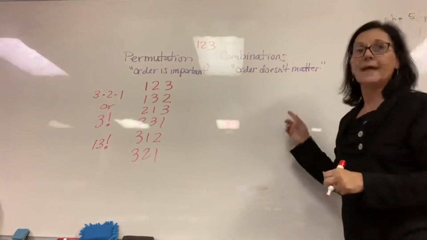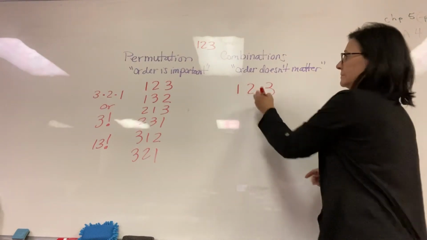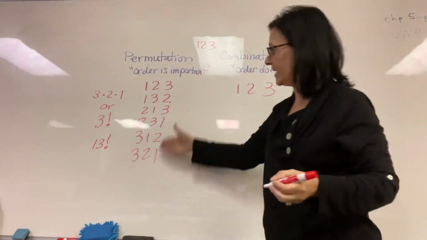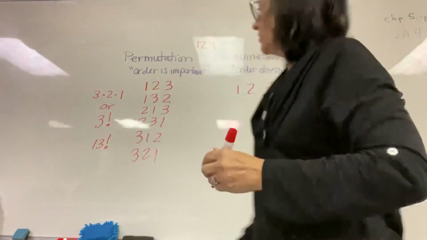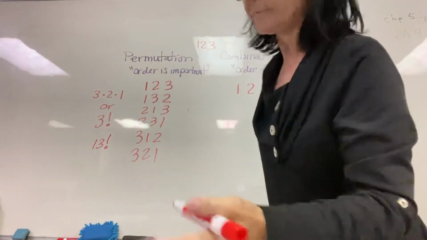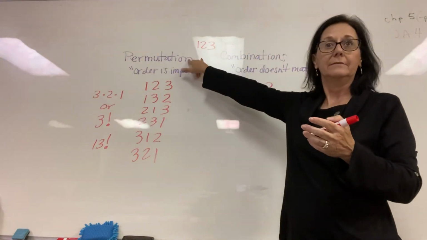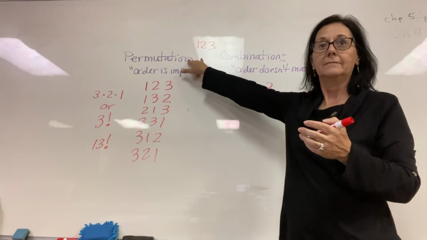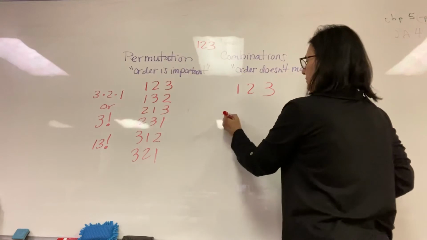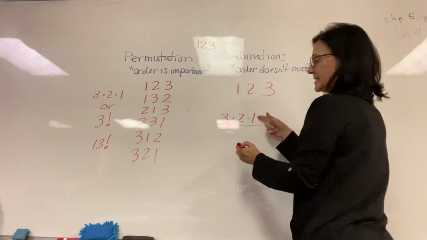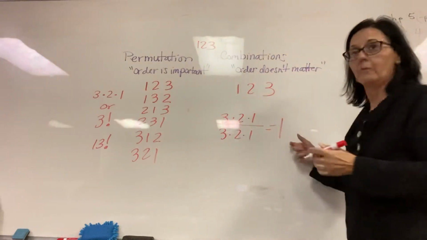All right, combinations. It doesn't matter what the order is. There's only one combination. All of these are the same combination. There's only one of them. So if you look in your book, I have 3. I'm choosing 3. So this would look like 3 times 2 times 1. That's how many I have over how many I'm choosing. That's just 1. There's only one combination.